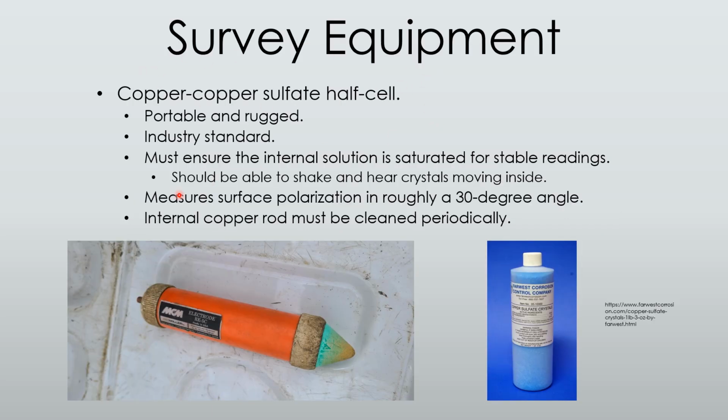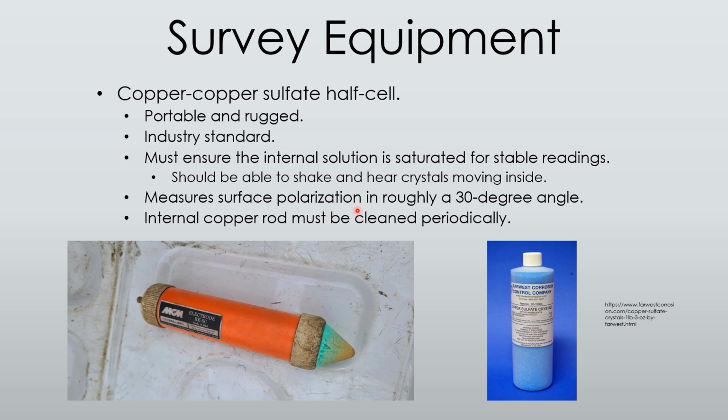Copper sulfate half cell. This is the workhorse. This is what gets your readings onto paper through your multimeter. So they're portable and rugged. You can tell this one's got some pretty good use on it. Industry standard, so you must ensure that the internal solution is saturated for stable readings. So you can do what's basically called the shake test. You should be able to hear crystals inside the reference cell if you give it a good shake.